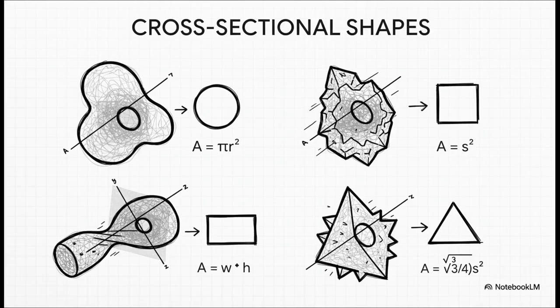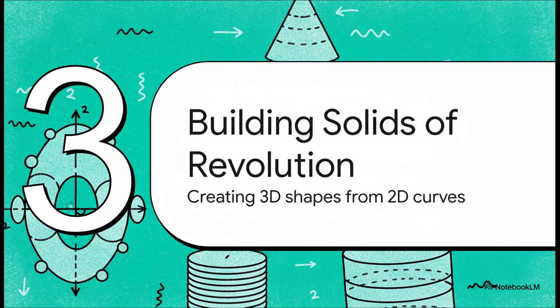And here's the really cool part. The slices can be any simple shape that we already have a formula for. They can be circles, squares, rectangles, even equilateral triangles. This is what makes the method so incredibly flexible and powerful, because you can apply it to all sorts of weird and wonderful solids. All right, now let's see this idea in action.